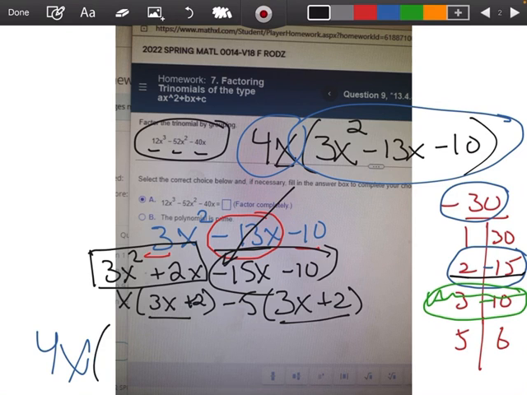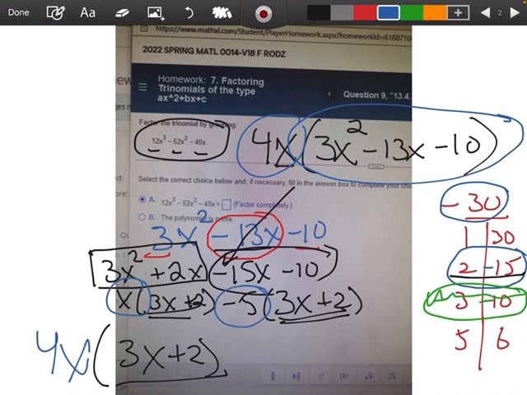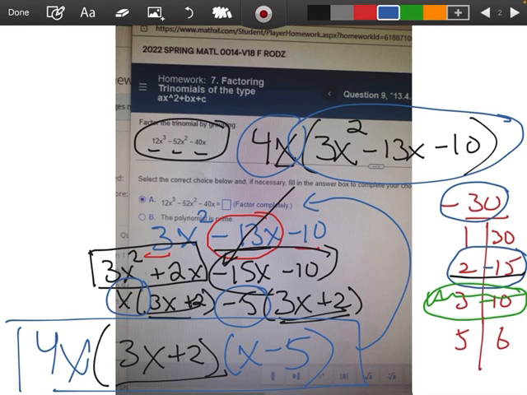Remember I told you we had this 4x? That's part of my answer, right? So I'm going to write this 3x plus 2. Remember, these two collapse into one factor. And then the other factor is going to be the x minus 5. And that's my answer. All of this right here is what I would write in right there.